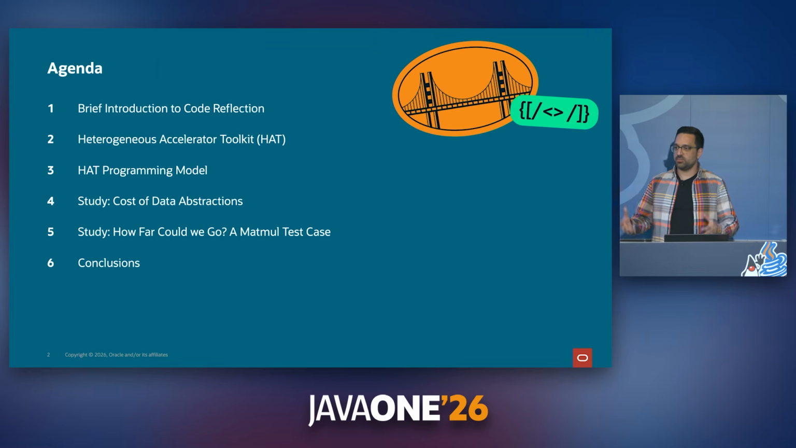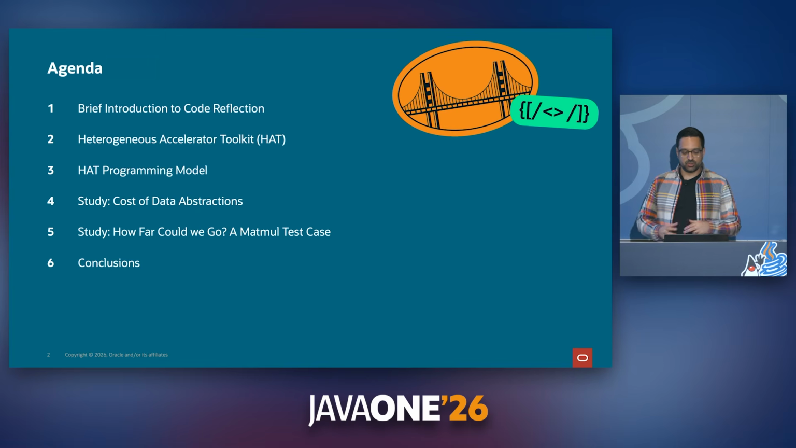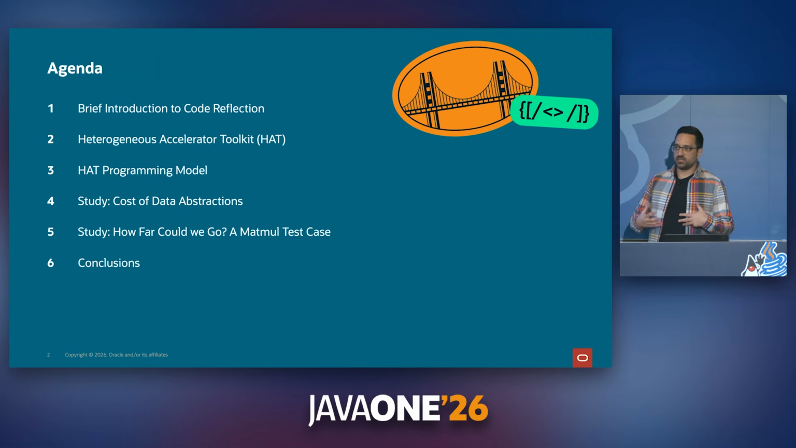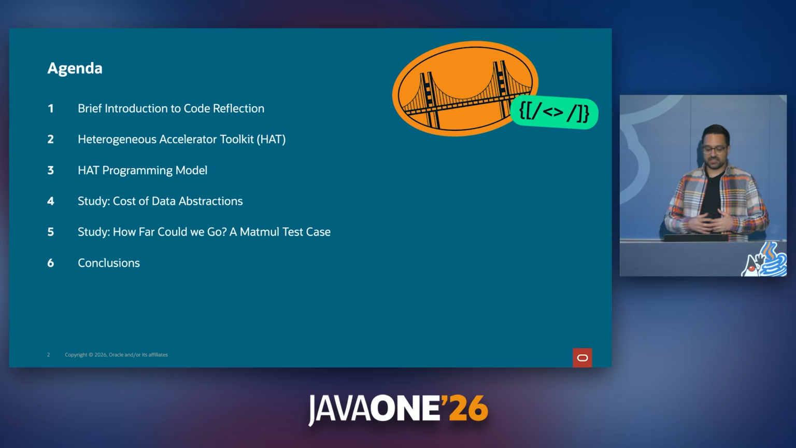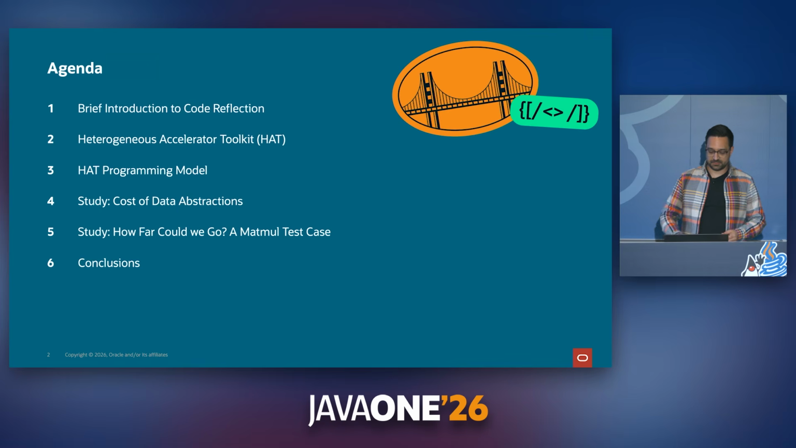I'm going to explain the programming model, show you some examples, and show you how you can run it, etc. And then I'm going to show you 2 case studies. One showing the cost of data extraction when it comes to GPUs from the Java side using HAT. And the second case study is how far can we go with this technology? I have some comparisons against native.